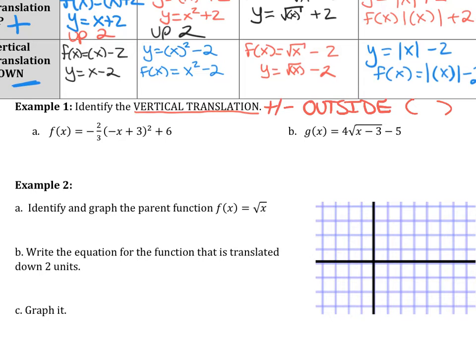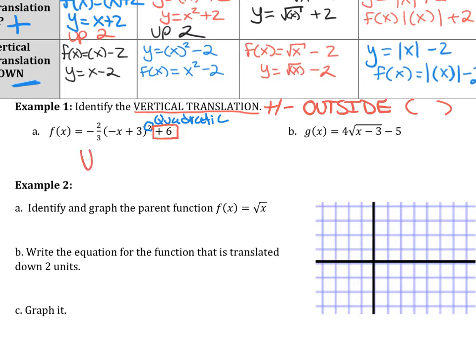So in the first example there's a lot of stuff going on in that quadratic because it's a squared. It's a quadratic. But what number in this equation here is representing a vertical translation? Yes, the +6 at the end, because it's addition that's happening on the outside. And when we add, we go up.